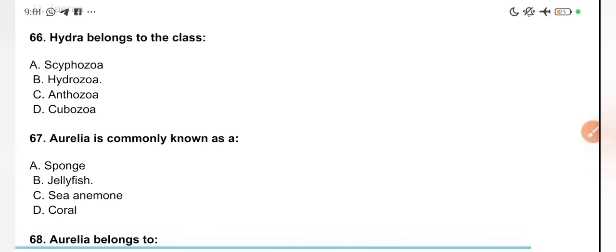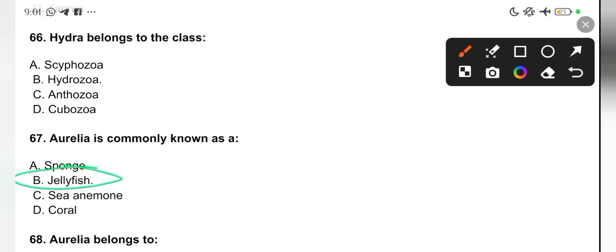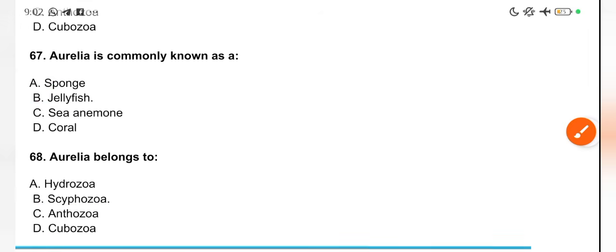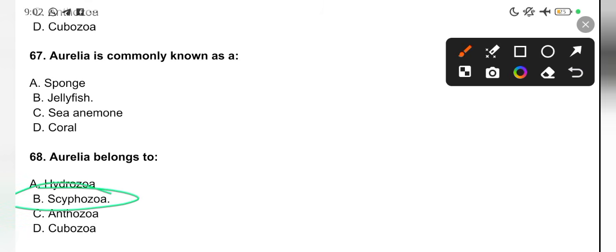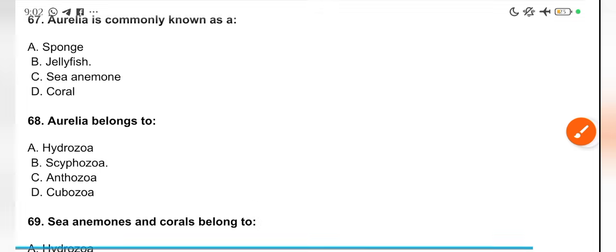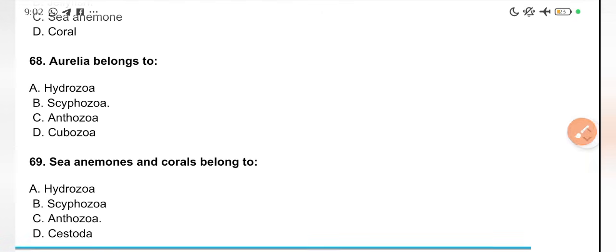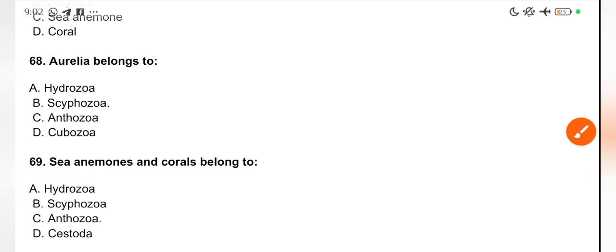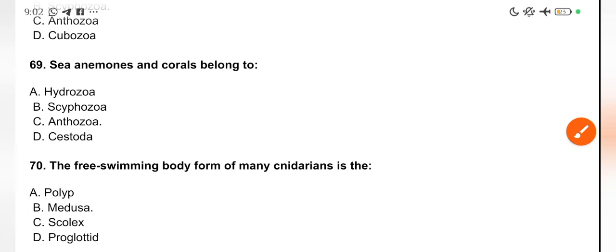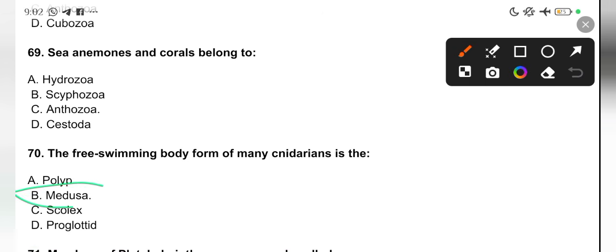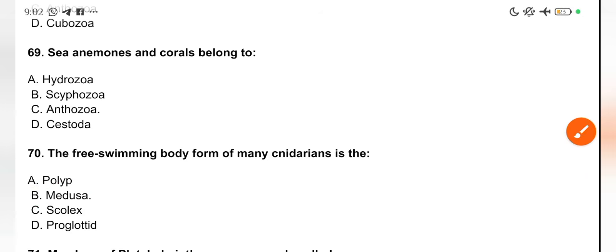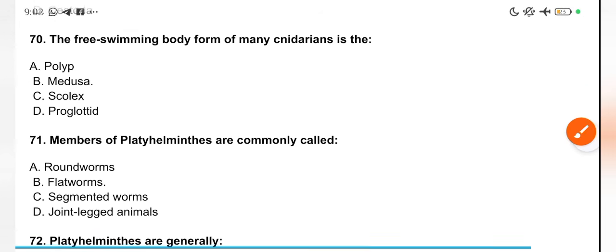Aurelia is commonly known as the jellyfish. So it's very common. You should know that. Aurelia belongs to the Scyphozoa. Sea anemones and corals belong to the Anthozoa. The free swimming body form of many Cnidarians is the medusa. You know, we have the medusa and we have the polyp. Medusa and polyp.